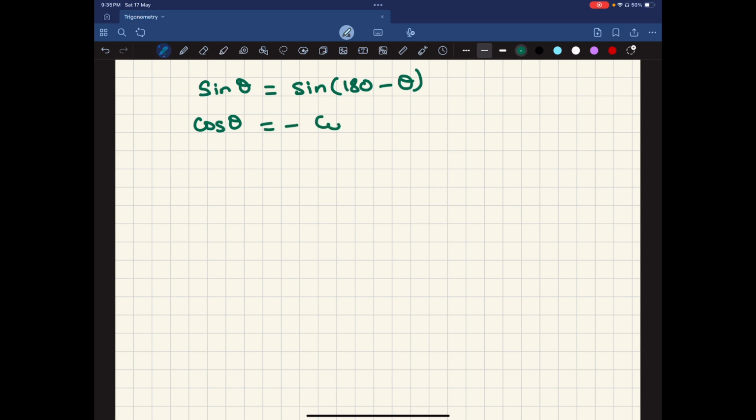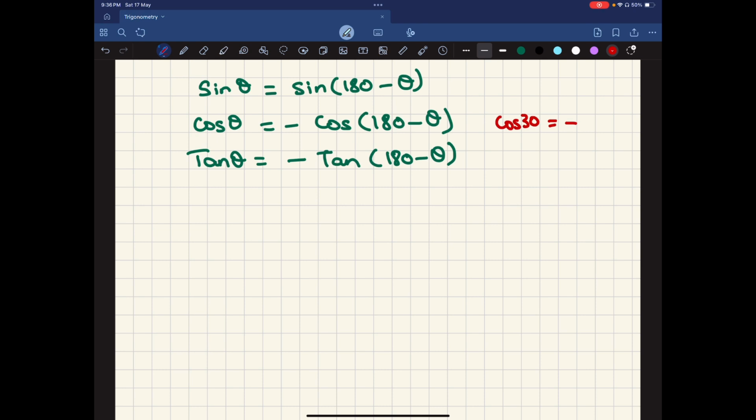What about cos? Cos of supplementary angles is equal in numerical value, but it has a negative sign. And same goes for tan. So tan of theta is negative tan of 180 minus theta. What does this mean? This means that, for example, cos of 30 is going to be equal to negative cos of 150. Cos of 80 is going to be negative cos of 100.